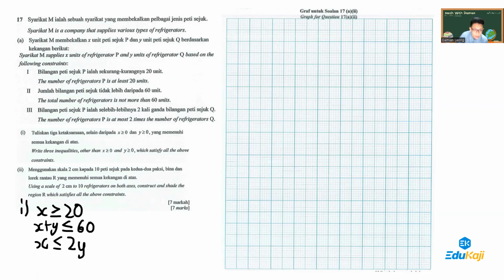Then, using the scale 2 cm to 10 units on both axes, I want to construct and shade region R. So your axes, you can always put at the corner here.